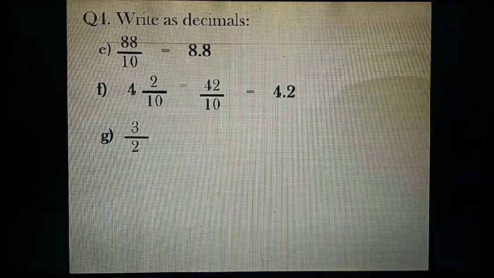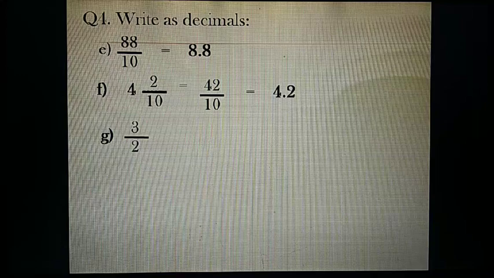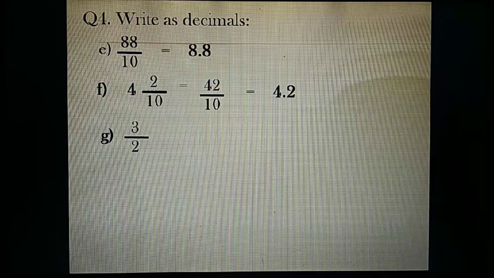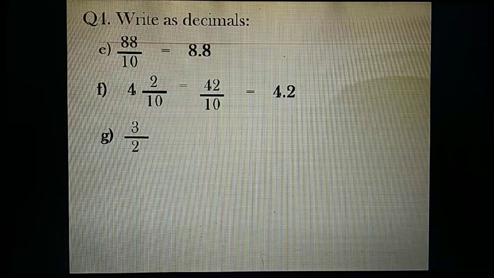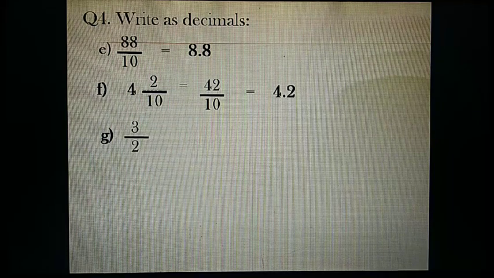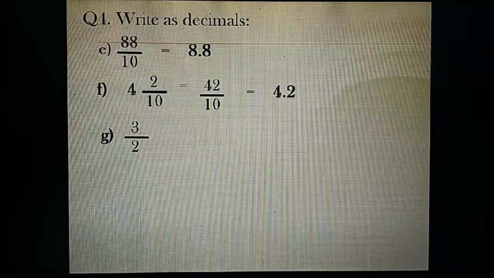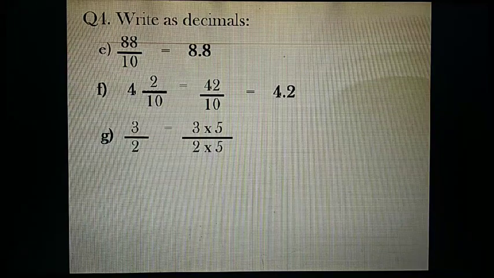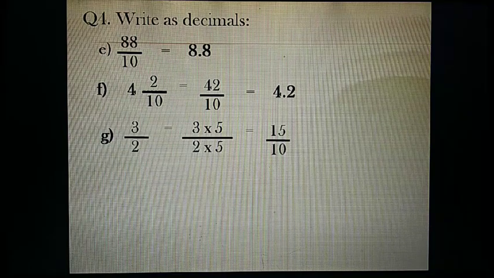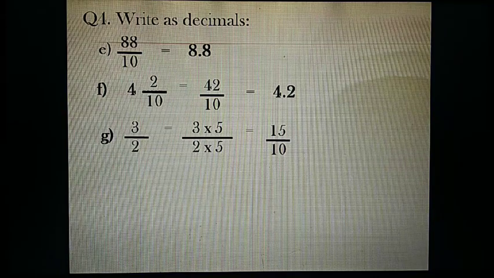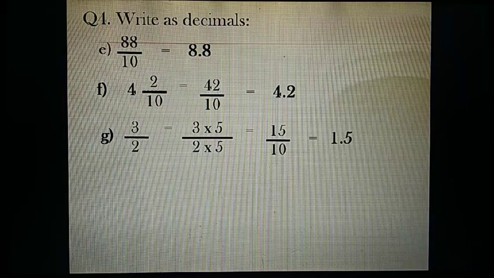Here the fraction is 3 upon 2. The denominator is not a multiple of 10. To make it 10, you will multiply the denominator 2 by 5. Whatever we are multiplying in the denominator, the same thing you are supposed to do in the numerator. So you will write it as 3 into 5 upon 2 into 5, which is 15 upon 10. One 0 in the denominator, which means the answer is 1.5.